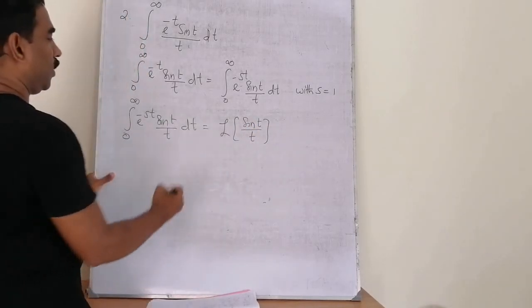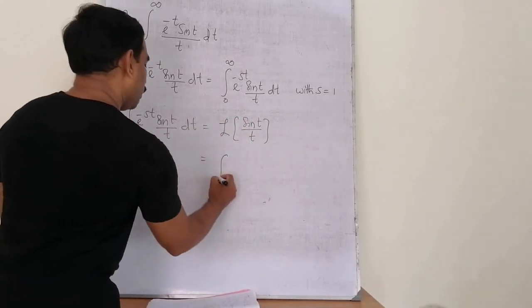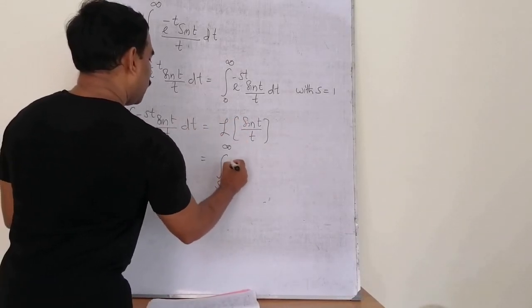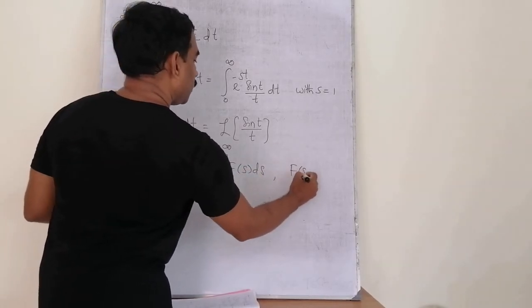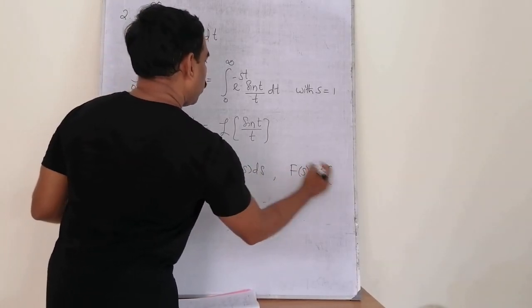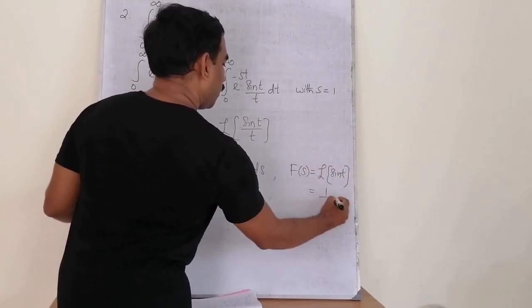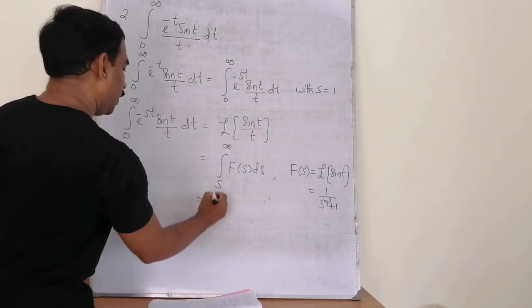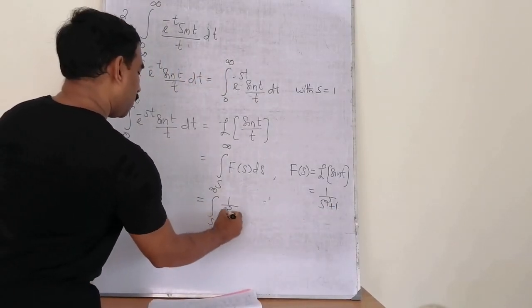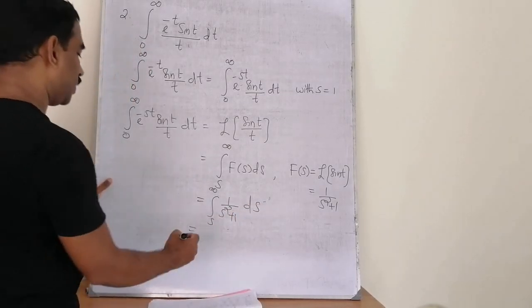Applying the division by t property of Laplace transform, this is equivalent to integral s to infinity of F(s) ds, where F(s) is the Laplace transform of the numerator function sin t, and this is 1 by s square plus 1. So we have, this is integral s to infinity of 1 by s square plus 1 ds, and 1 by s square plus 1 ds is tan inverse s.